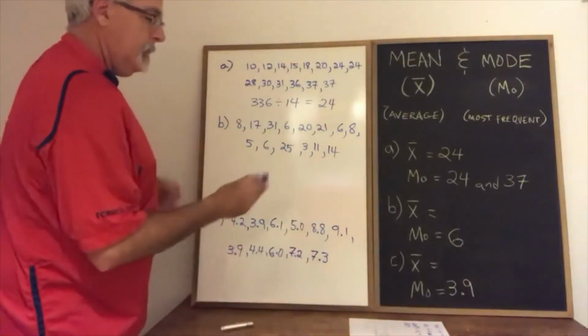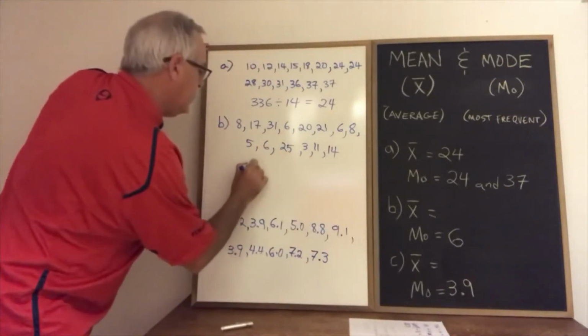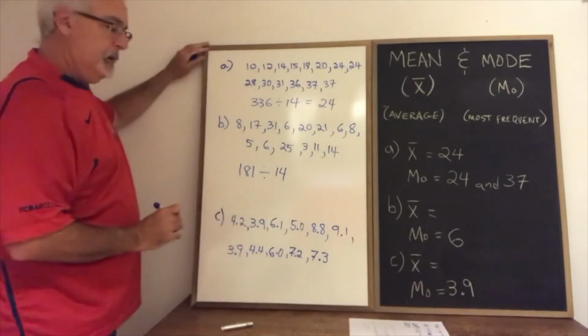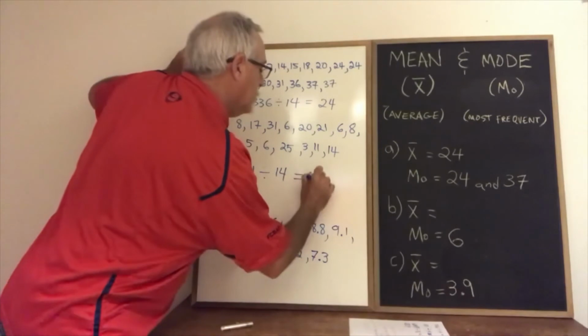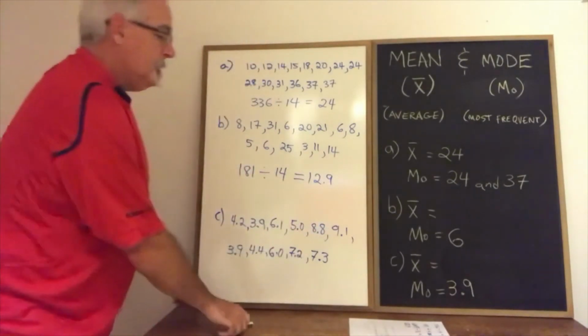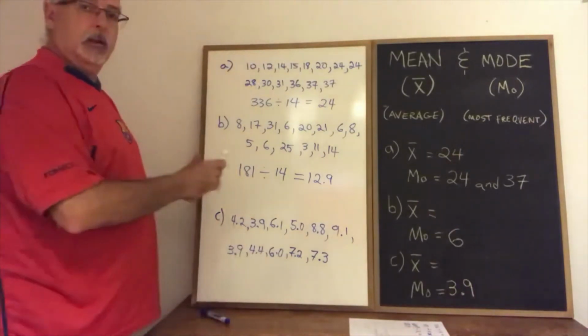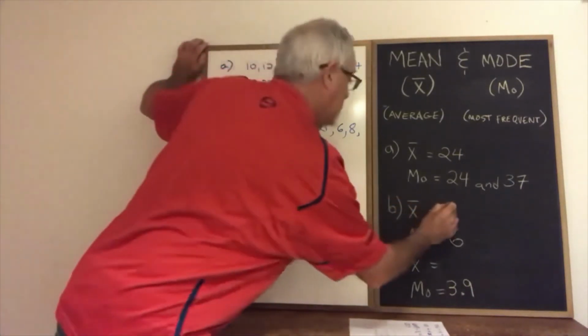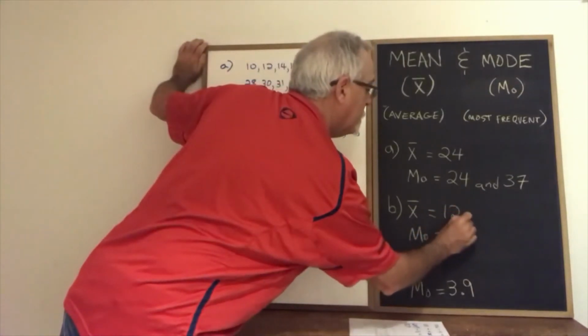For B, the total of the numbers is 181. And again, there are 14 numbers, so I'm dividing by 14, and my answer is 12.9. This is a rounded answer. Sometimes you have to round because you get a decimal that goes on and on. So the mean for B is 12.9.